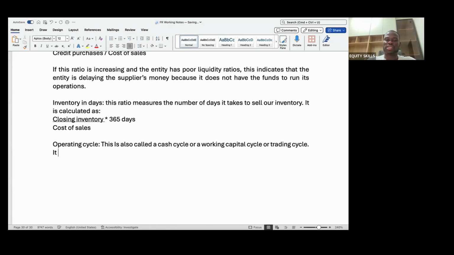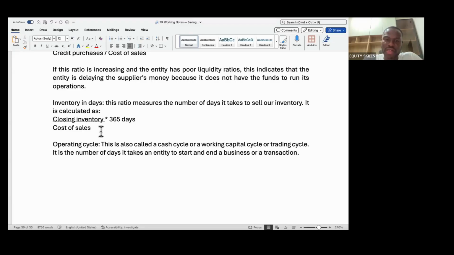And it is the number of days it takes an entity to start and end a business or a transaction. How long does it take you to start and end it?